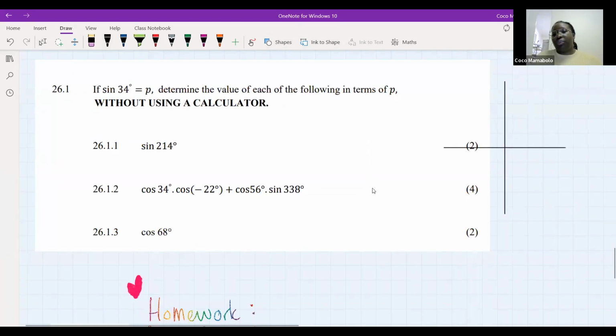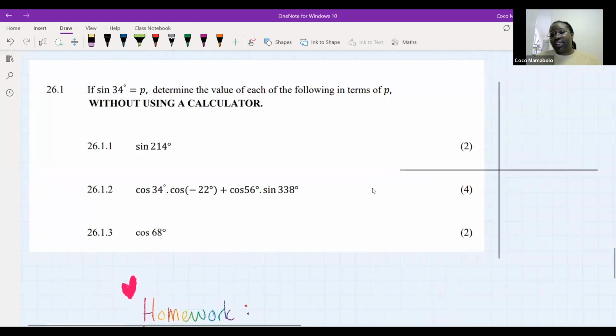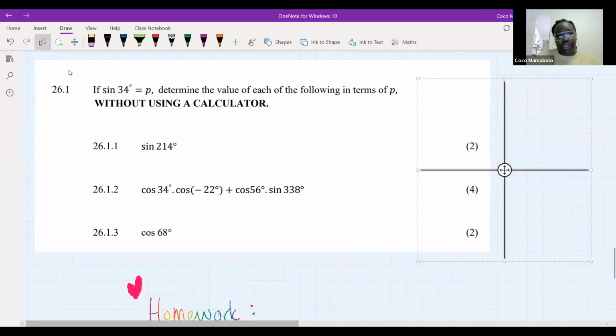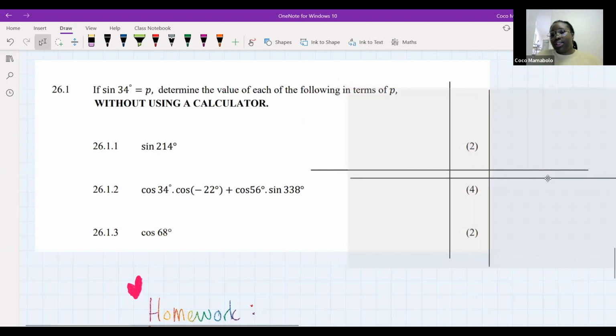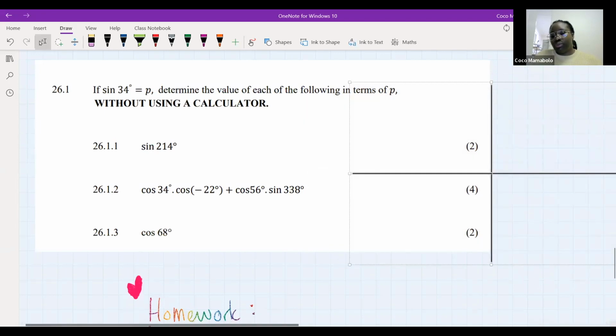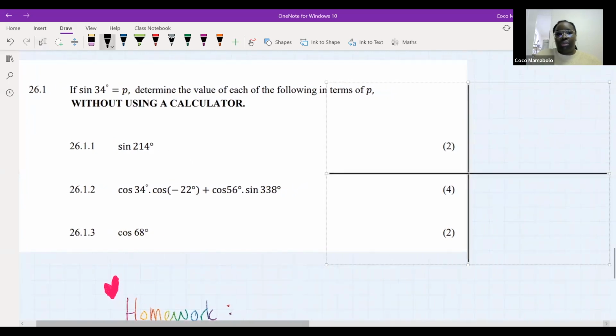All right. So they've given us over here that sine of 34 is equal to P, right? So if we look at our Cartesian plane, guys, if we look at our Cartesian plane, sine of 34 will be over here.